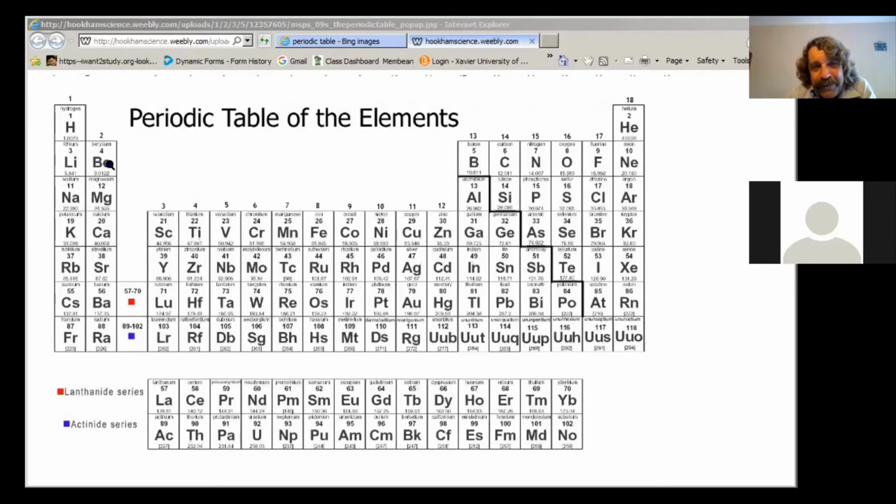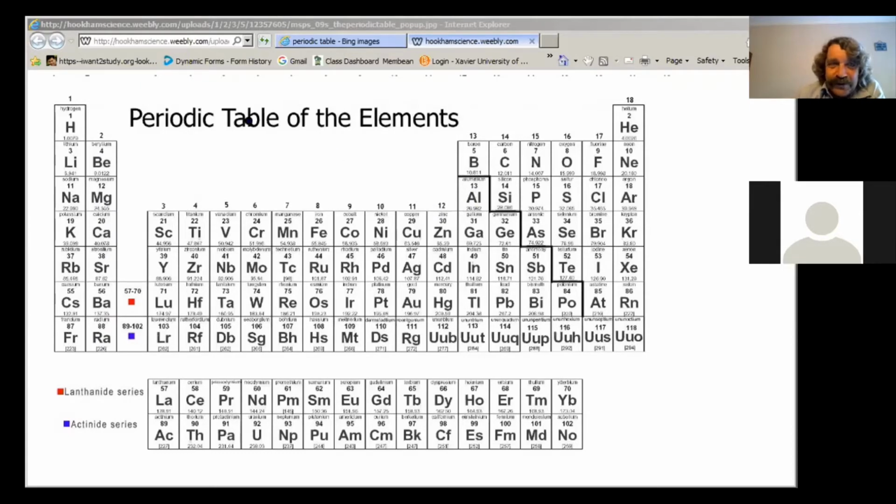It can't be plus 1, it can't be plus 3, it can't be anything else. It can either be 0 or plus 2. Now, in group 3, boron is a non-metal, so that's different. But aluminum is the first metal in group 3A, and that one will form a plus 3.